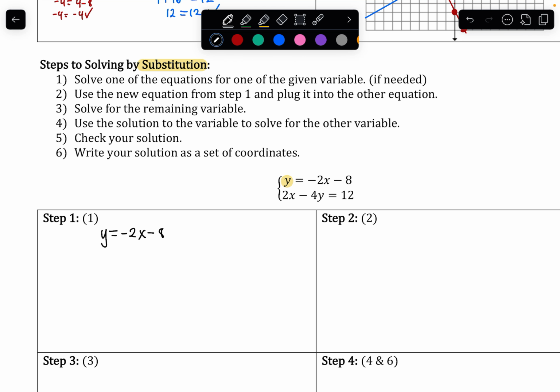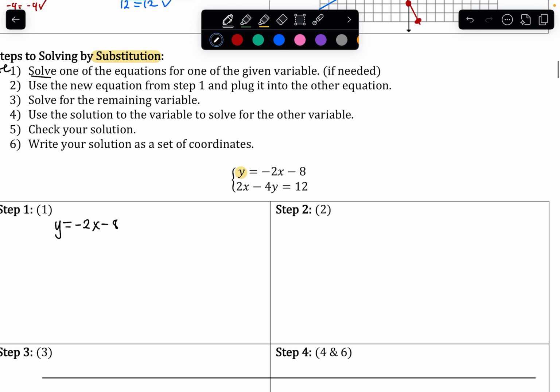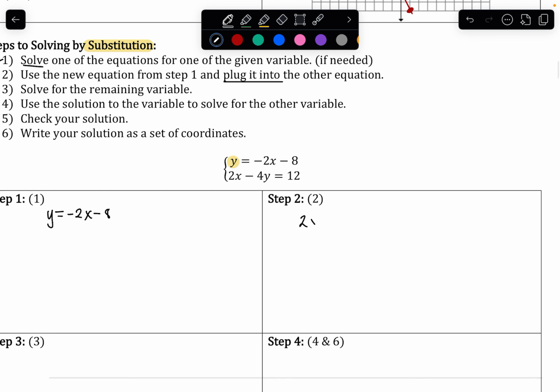Step 1 has one of the variables already solved for, y equals. That just means isolate. So solve means isolate, and you could isolate x or y. Then we're going to use that new equation from step 1 to plug into the other equation. The other equation is 2x minus 4y equals 12. And we are substituting y. We know what y equals. It's equal to negative 2x minus 8.